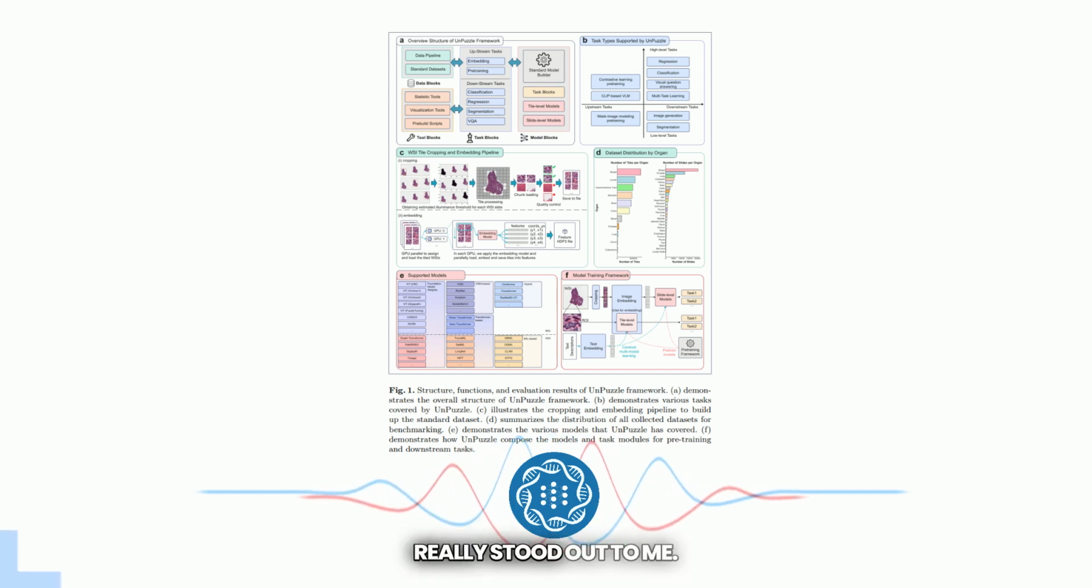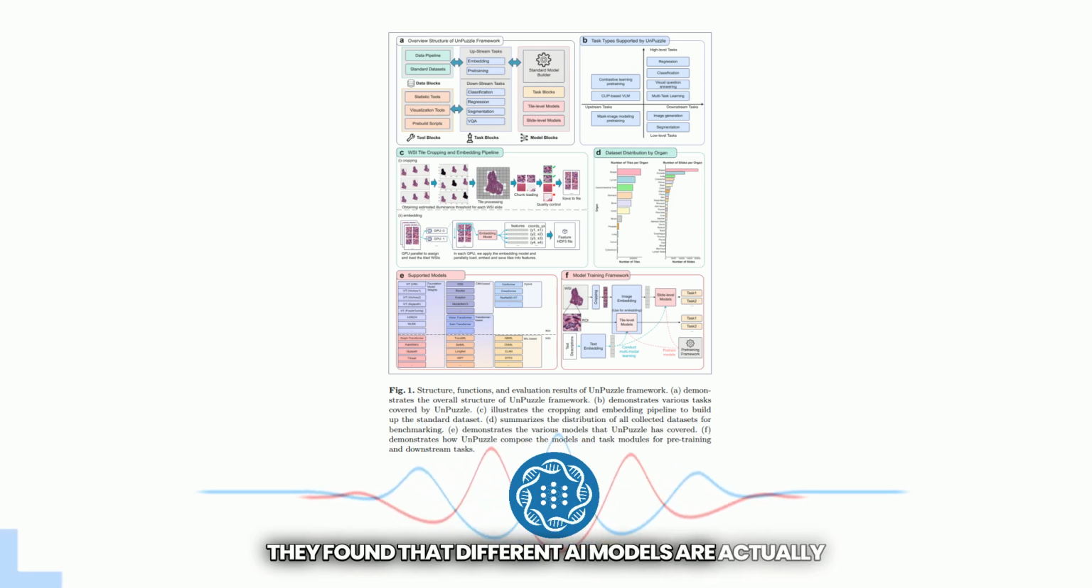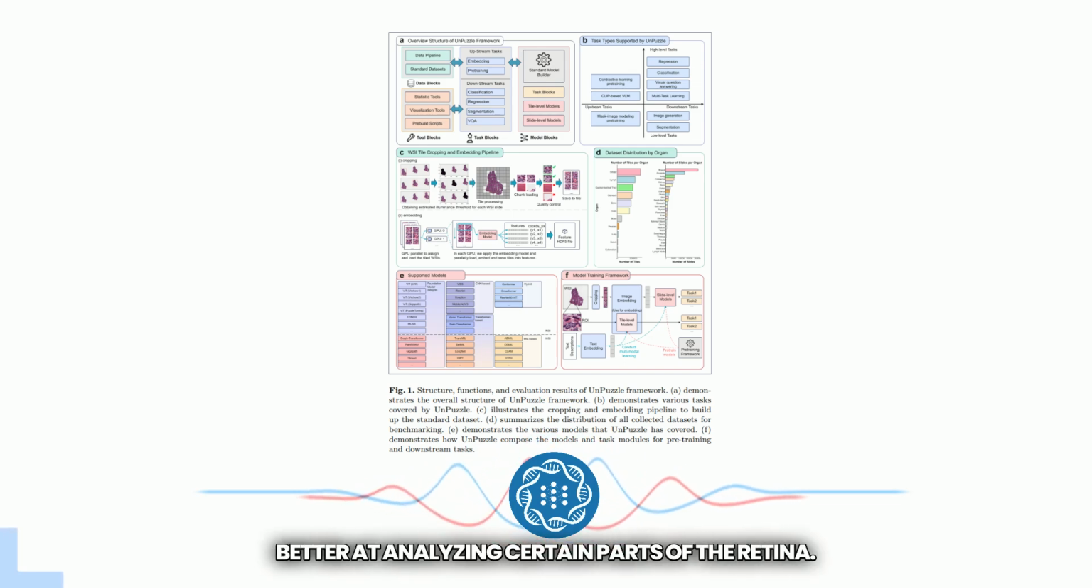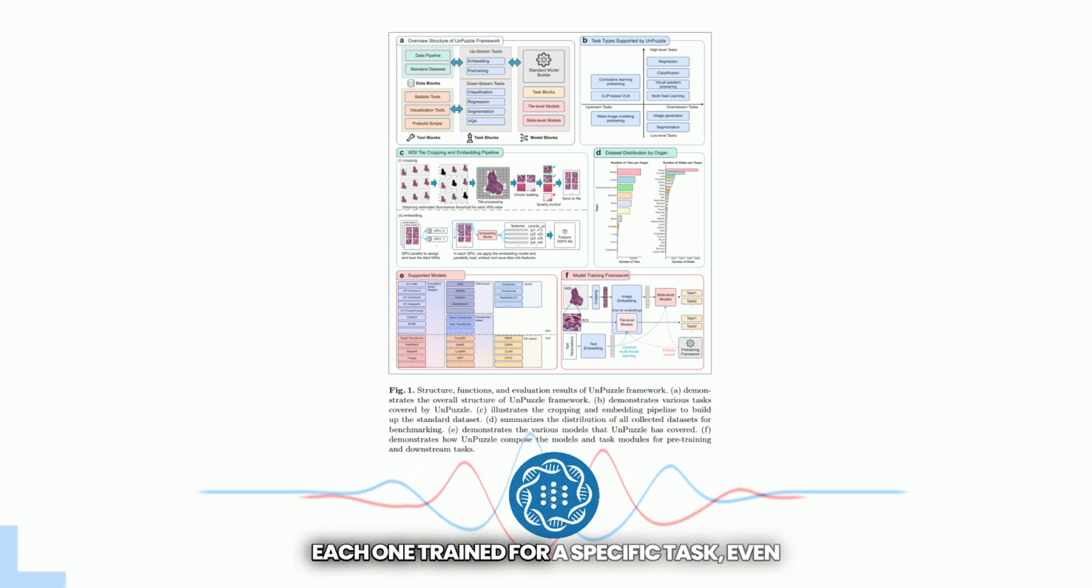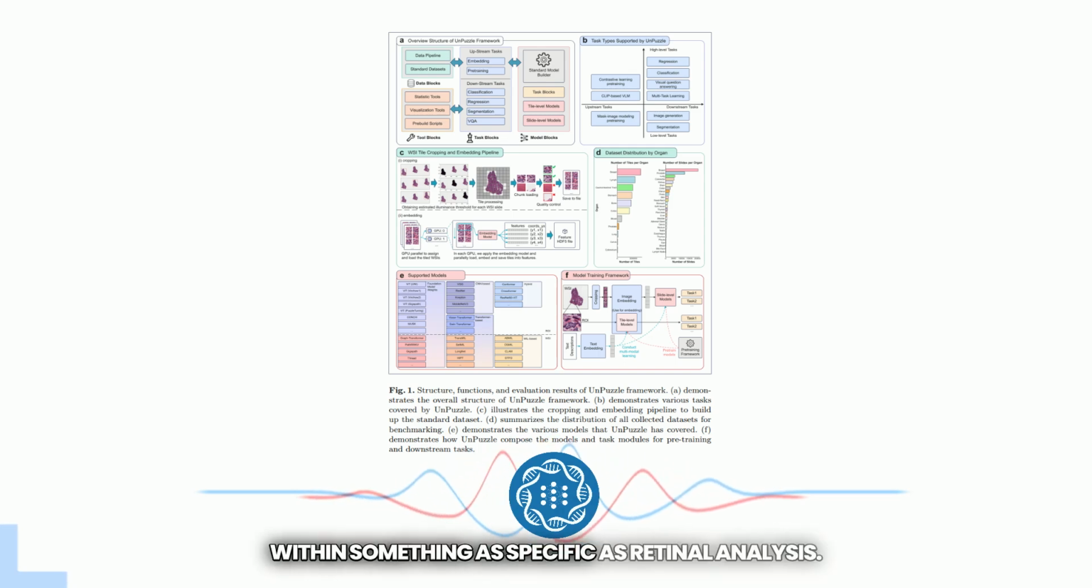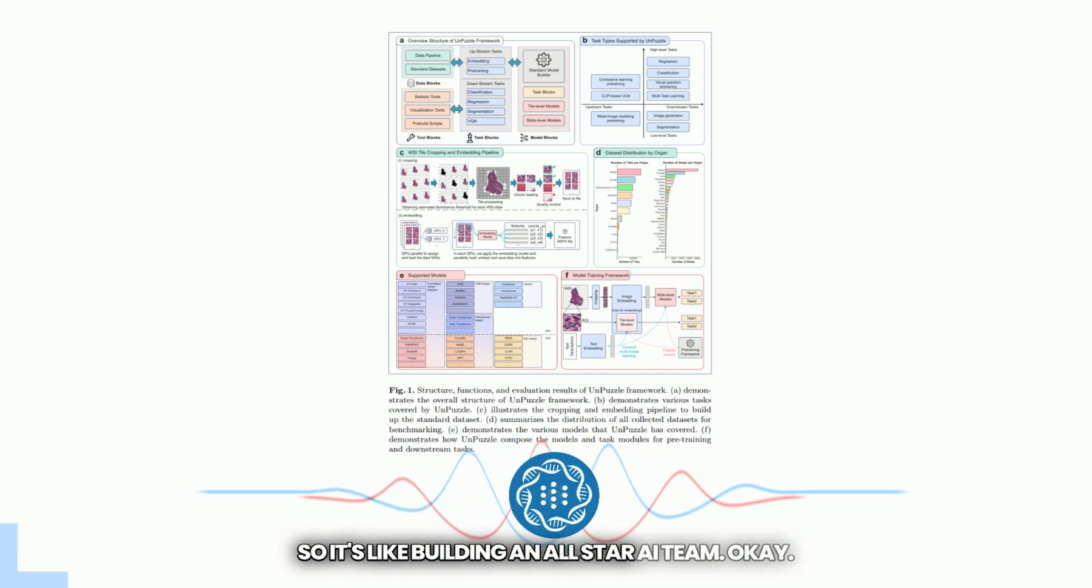The paper mentioned something that really stood out to me. They found that different AI models are actually better at analyzing certain parts of the retina. Yeah, it's really interesting. It suggests that we might need specialized AI experts, each one trained for a specific task, even within something as specific as retinal analysis. So it's like building an all-star AI team.